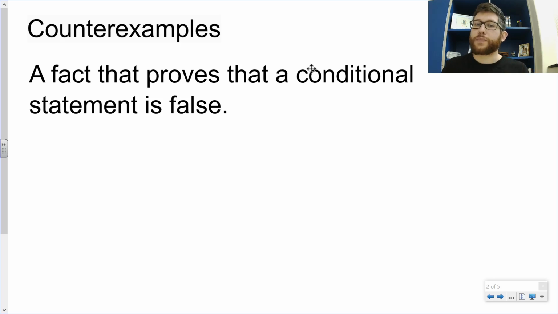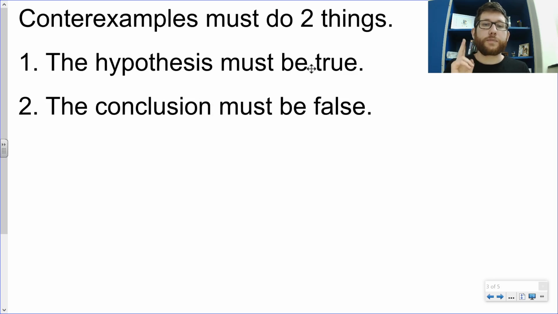Up until this point we've talked about if-then statements. If it's raining, then I'll get an umbrella. What a counterexample does is it takes that if-then statement and proves that it can't be true. A counterexample proves something false by doing two things. First, it must make the hypothesis true. It must confirm the hypothesis.